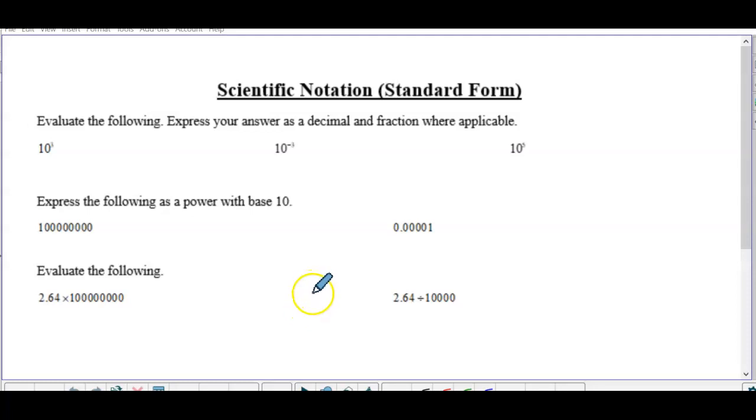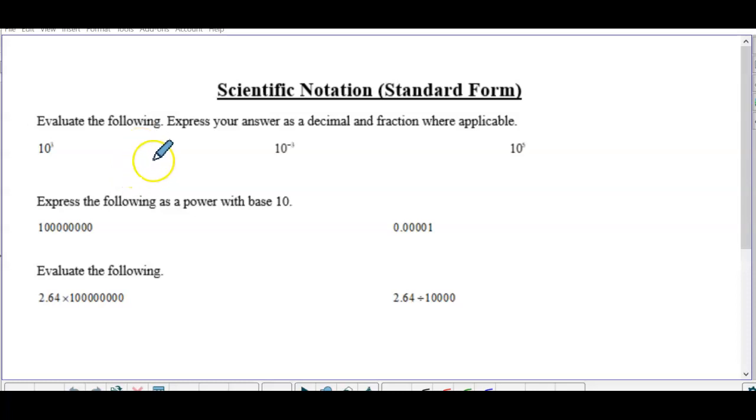Scientific notation, sometimes known as standard form. This is really helpful, especially in science when you are doing large or small calculations in your labs and that kind of thing. So it's important that you know how to convert between both. So just to get started, evaluate each of the following.